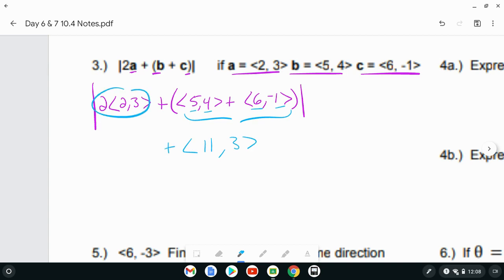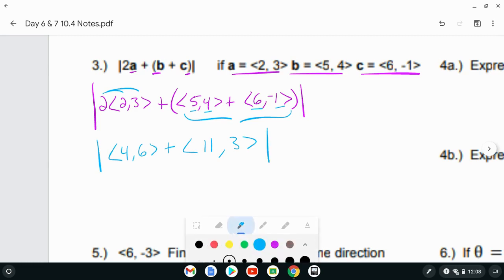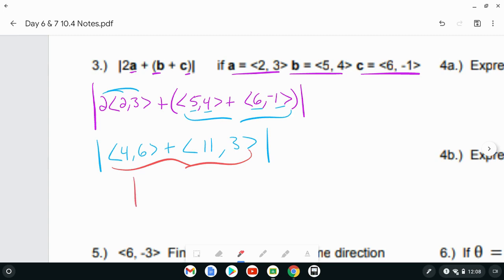And then because this wasn't really affected by that, we can go ahead and do our scalar multiplication as well. It's kind of like distributing. You end up with a vector of 4 comma 6. Now we're trying to add these two vectors. So again, the magnitude of 15 comma 9.